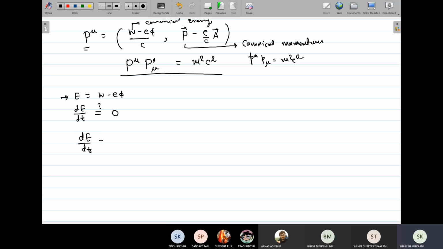you use the equation of motion and show that dE by dt is equal to E, charge times velocity v times electric field. You can show this.